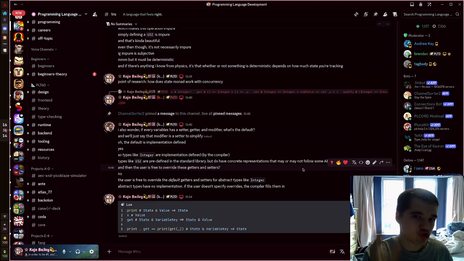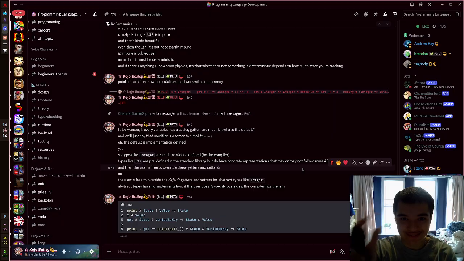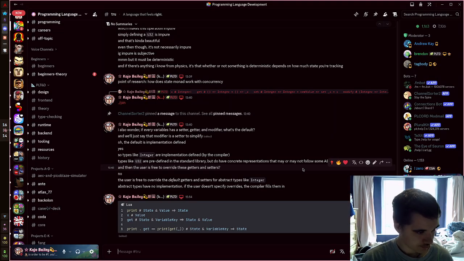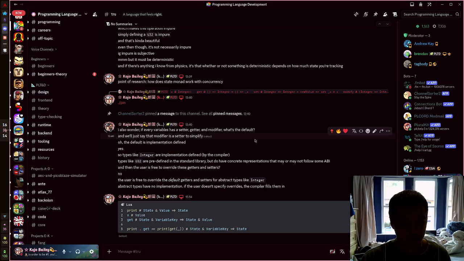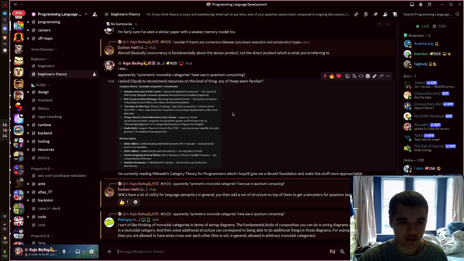But then what if I have true concurrency? What if I have true multi-core concurrency where things are literally happening at the exact same time? I don't know how that would be modeled. But apparently there's this thing called, so first of all, in category theory there are monoidal categories, which is something that I think I'll learn in this book I'm reading, Category Theory for Programmers. Category Theory for Programmers, Jesus Christ.